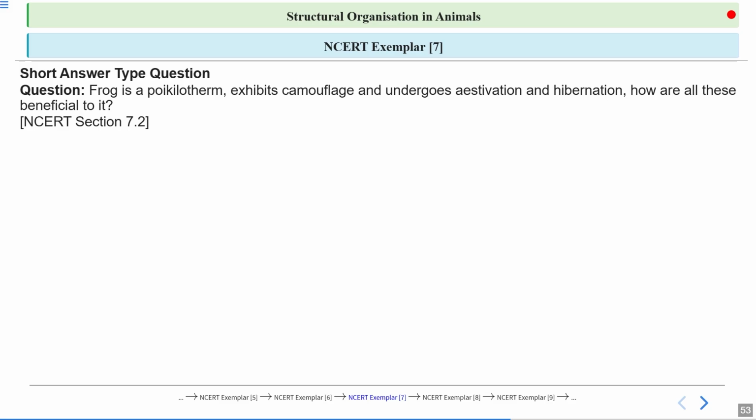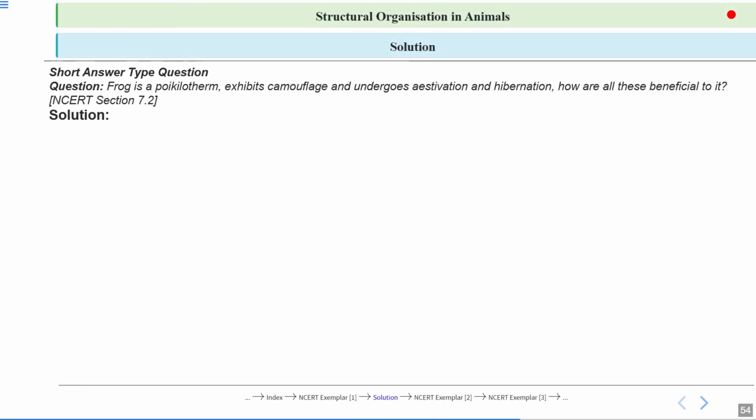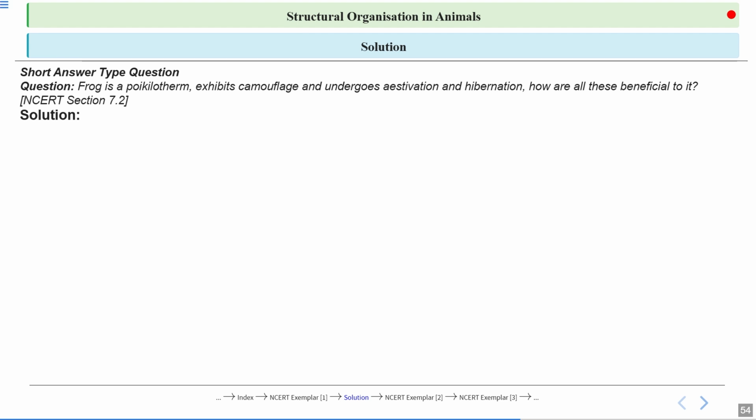Next question. Frog is a poikilotherm, exhibits camouflage and undergoes estivation and hibernation. How do all these benefit it? How do all these things provide benefit to the frog? This question is coming from the NCERT section 7.2. So let us see the answer.